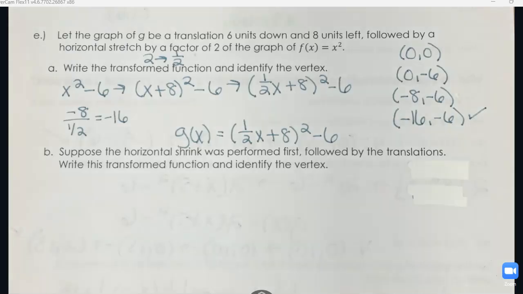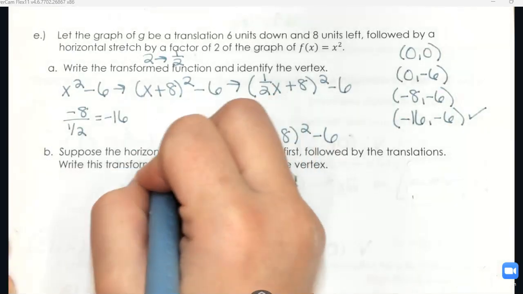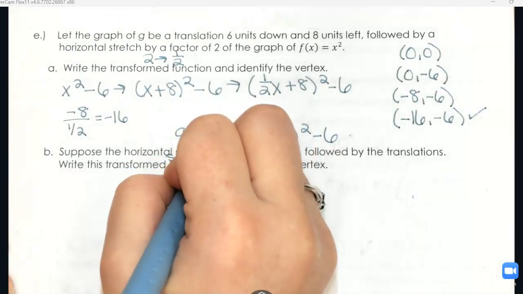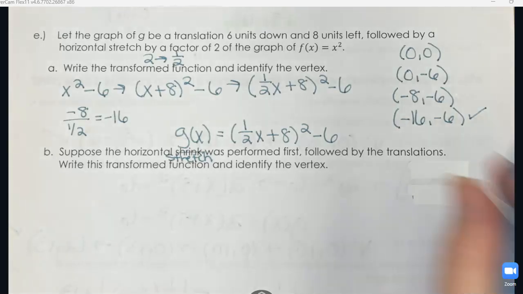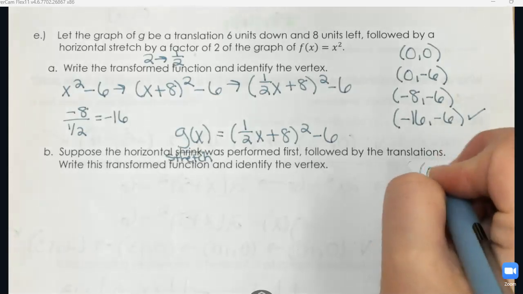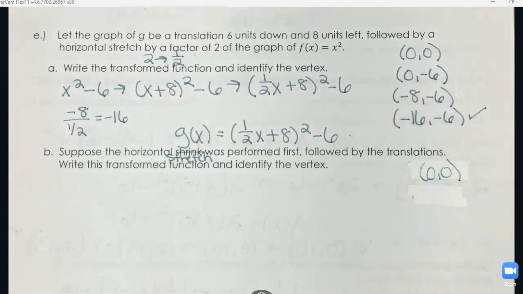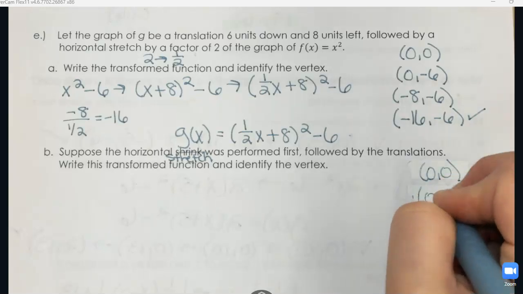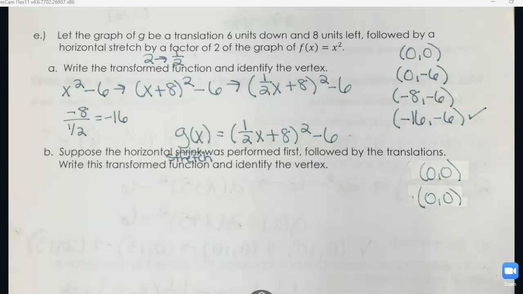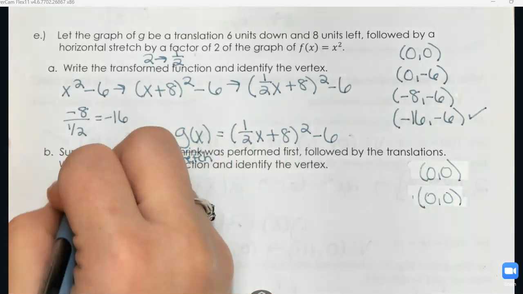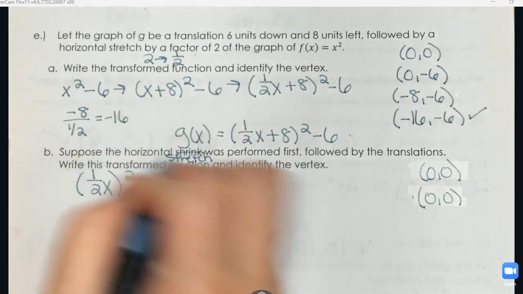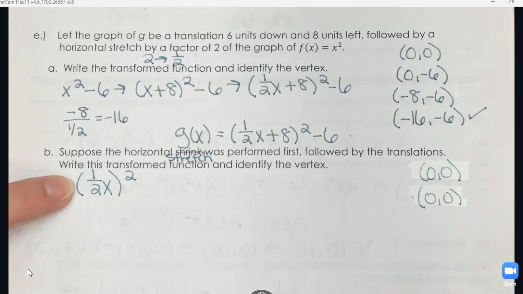Now, suppose the horizontal stretch was performed first, and then our translations, our shifts left and down. So we're still starting with our parent function, the vertex at 0, 0. And if I do the horizontal stretch, that means I'm doubling my x-coordinate. Well, 0 times 0 is still 0, so it's not going to change the location of my vertex, but it will change my function. To represent that within my function, I'm going to have to do 1/2 x squared. Again, you do the reciprocal when it comes to your horizontal dilations.